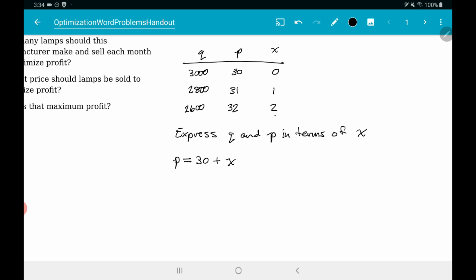It may be a little more difficult to do Q. Take a moment and try to write out an equation for Q as a function of x.